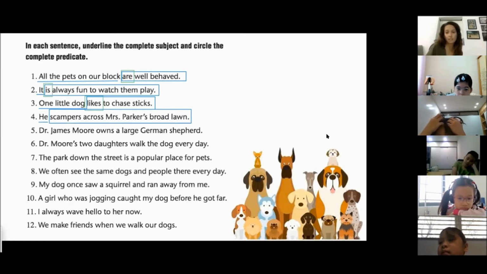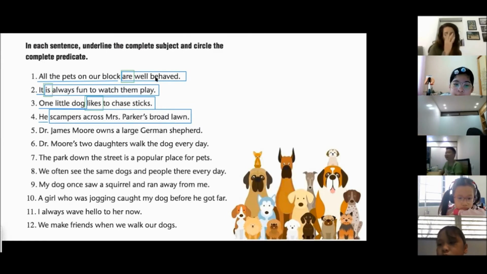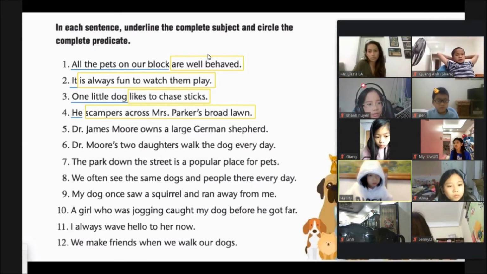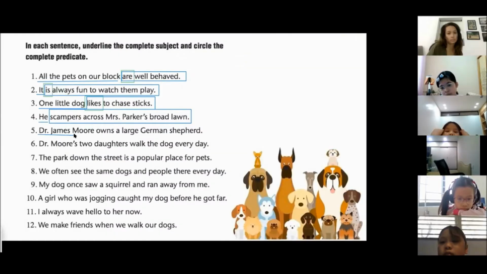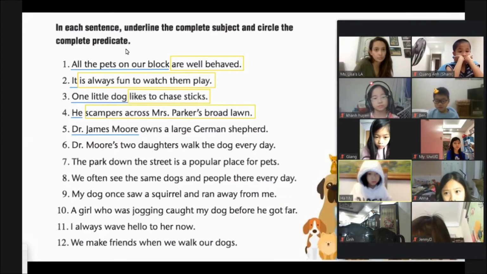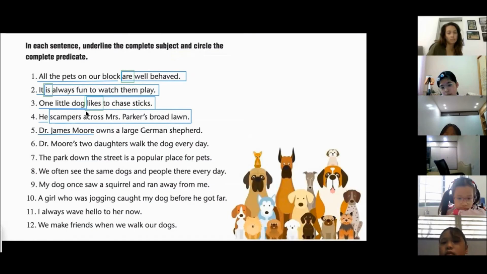Read number 5, please. Dr. James Moore owns a large German shepherd. What is our complete subject? Who is the sentence about? Dr. James Moore. What's our complete predicate? Owns a large German shepherd. Good job.